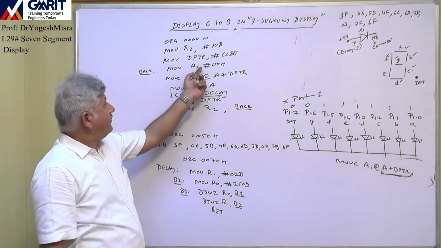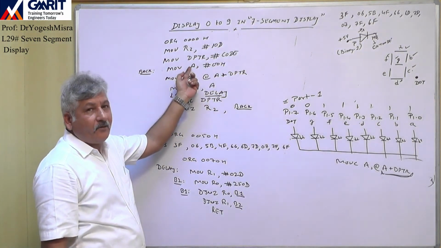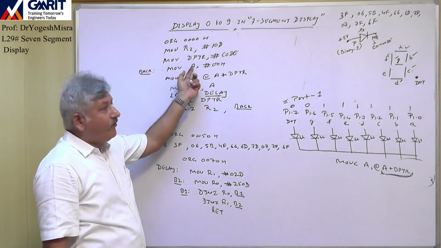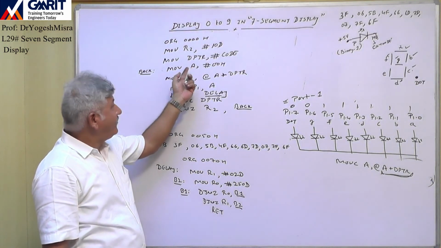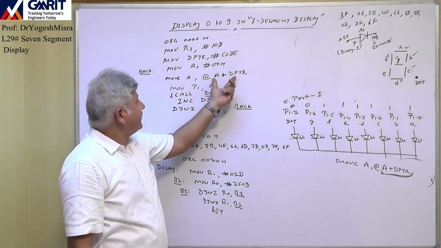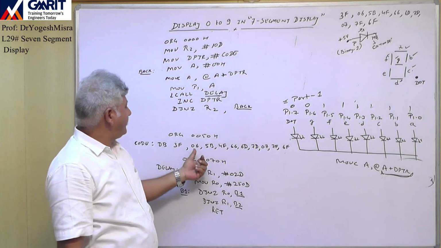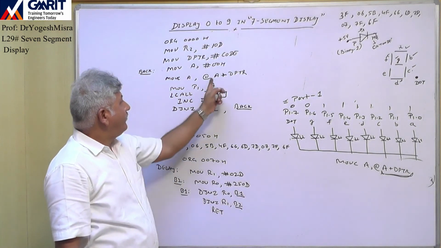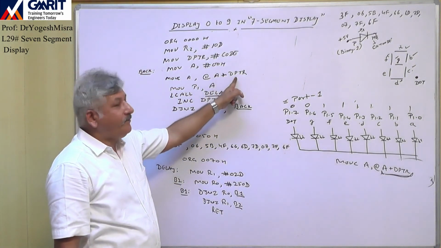Now this 0 will be loaded in A. So A will become 00. Why have we made A 00? Because in the next instruction we are calculating the address of our second byte by adding the value of A with DPTR.